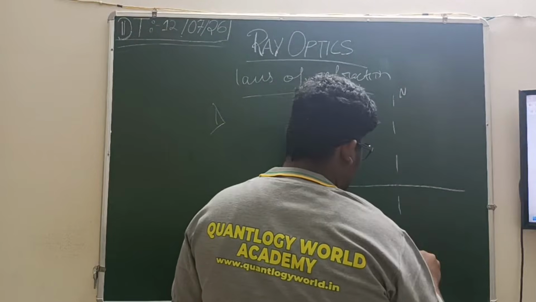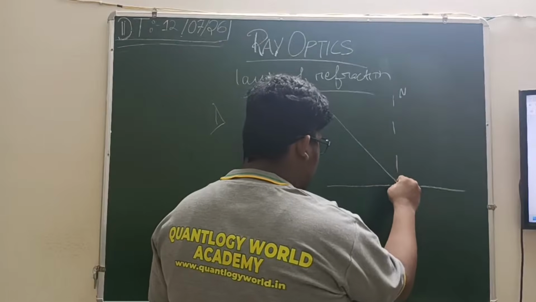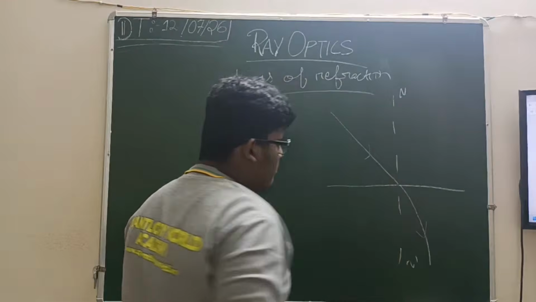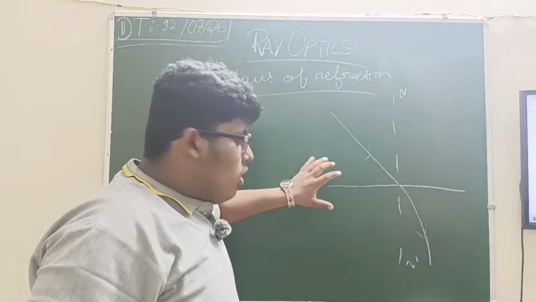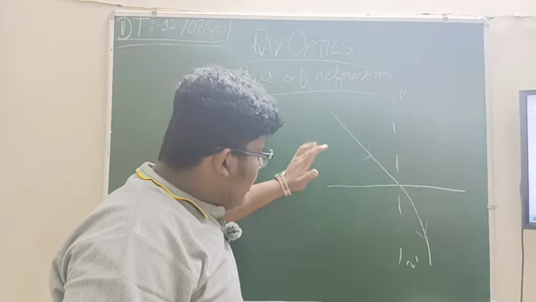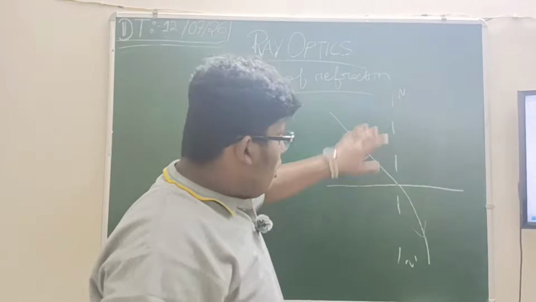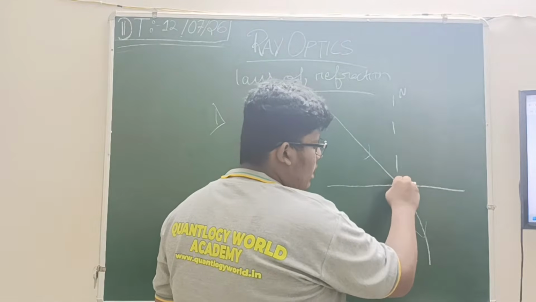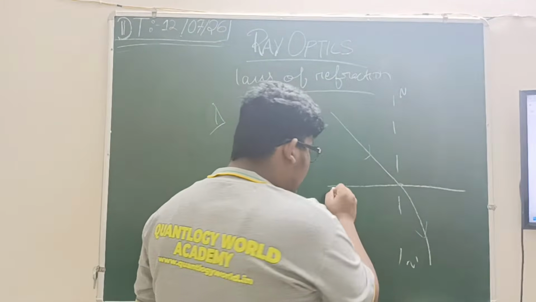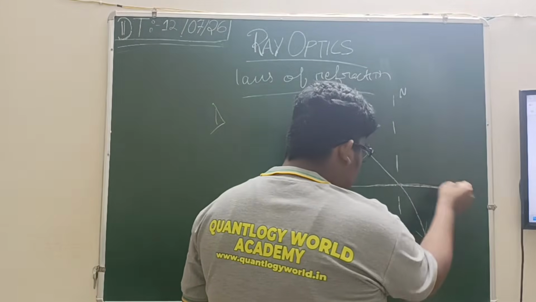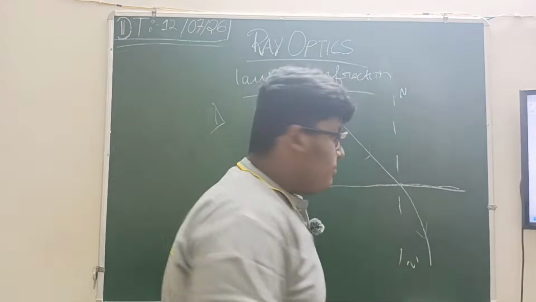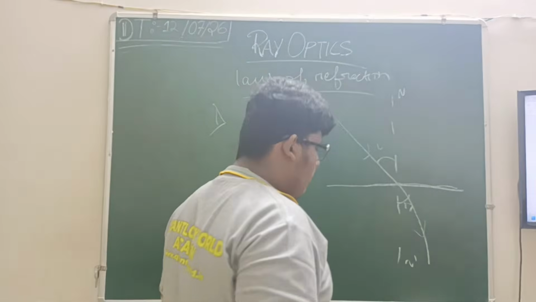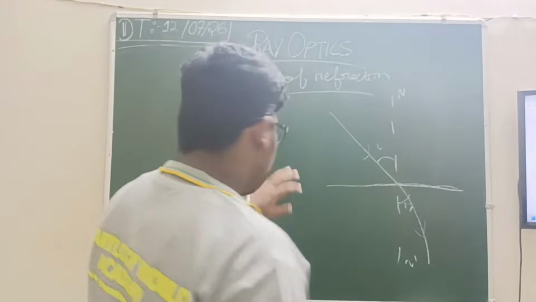This is normal. This is incident ray. This is refracted ray. What does this law say? This law states that incident ray, refracted ray, normal at the point of interface. This is the point of interface or the point of contact. These all lie in same single plane. This is that plane in which these 3 lines lie. This we denote as angle I. This is angle R. This is first law of refraction.